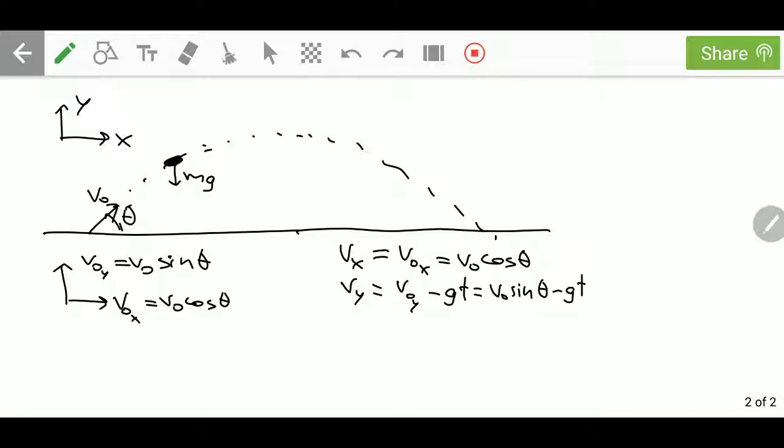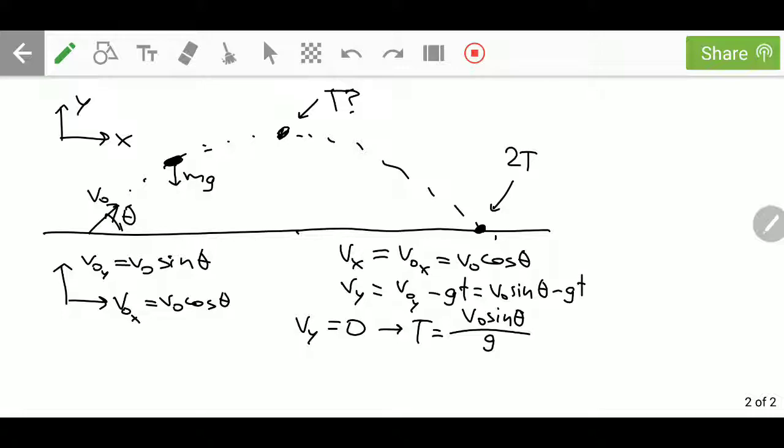Now, we can ask at what time capital T the cannonball reaches its maximum height. Well, all we need to do is set v sub y equal to 0, and that will quickly tell us that capital T is equal to v naught sine theta over g. Now, the total time of flight, one can fairly easily see that the path is symmetric, and so this will just be equal to 2T.